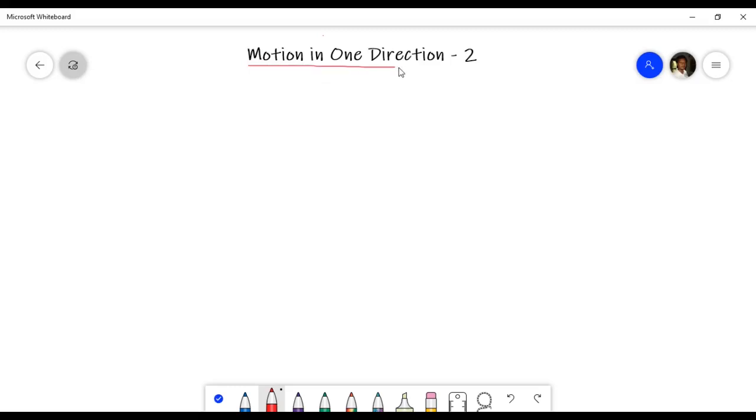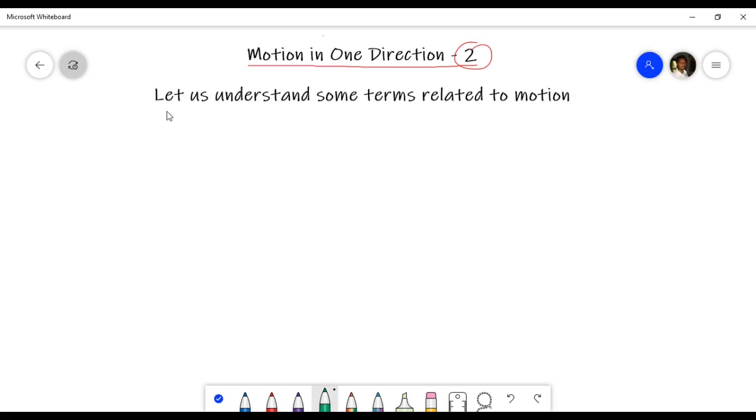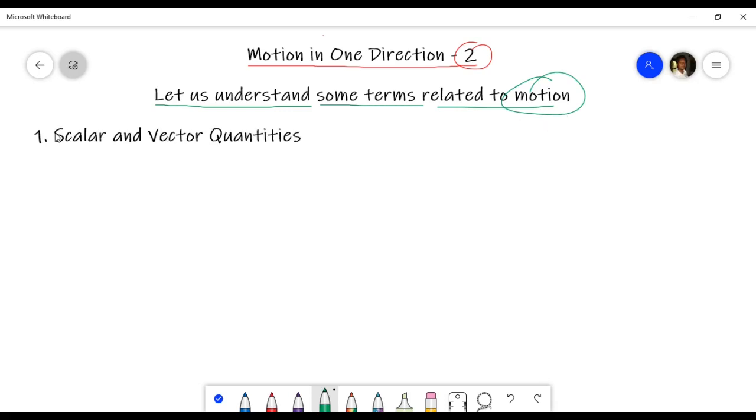Motion in one direction. This is what we'll be learning now. As we start, let us understand some terms that are related to motion. In the start, let us learn about scalar and vector quantities.